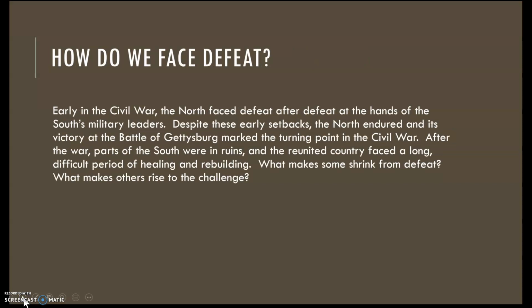The third essential question is, how do we face defeat? Early in the Civil War, the North faced defeat after defeat at the hands of the South's military leaders. Despite these early setbacks, the North endured, and its victory at the Battle of Gettysburg marked the turning point in the Civil War. After the war, parts of the South were in ruins, and the reunited country faced a long, difficult period of healing and rebuilding. What makes some shrink from defeat? What makes others rise to the challenge?